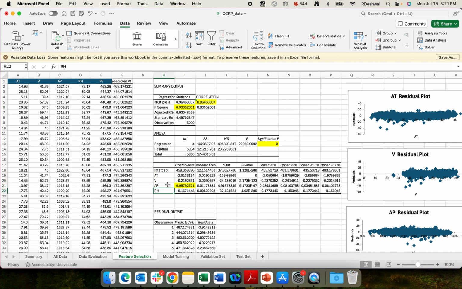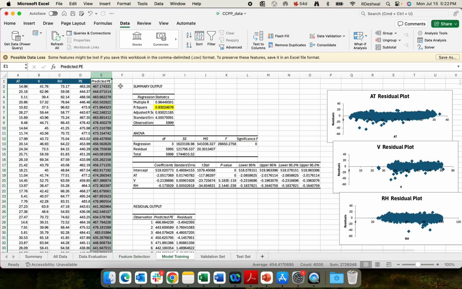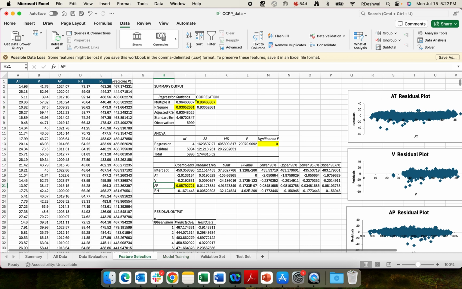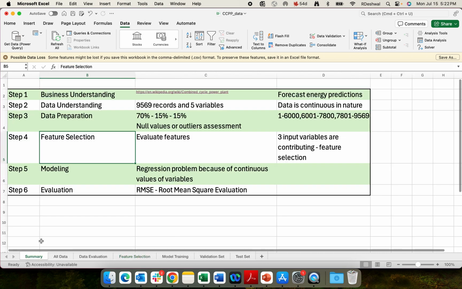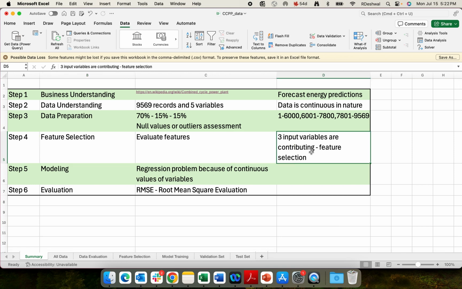I also looked at the individual variables. The coefficients of the other variables were in a similar direction, but AP was a little different. So I decided to consider whether AP should be part of our feature set or not. So I removed AP and I performed the regression test again, and the R square came out to be the same value, 0.930, which is the same as when we were including AP. So I realized that there is not much significance in including AP as a feature, whereas the remaining 3 are providing very accurate data. So after the feature selection, I realized that there should be 3 input variables that are contributing to the predictions very well.